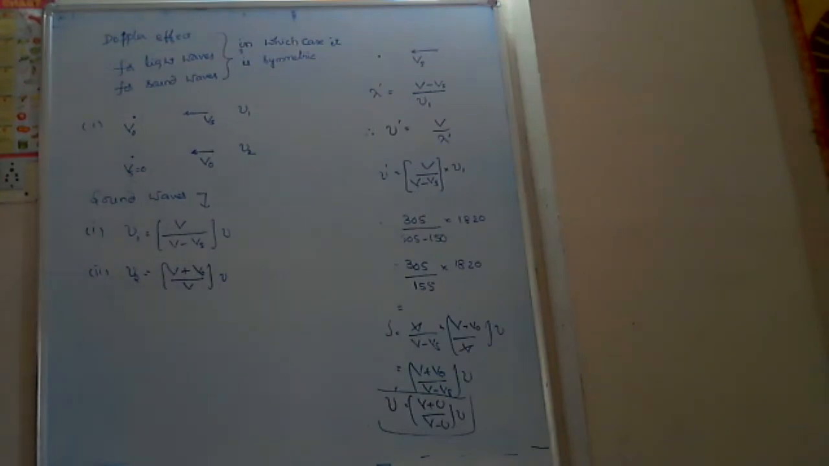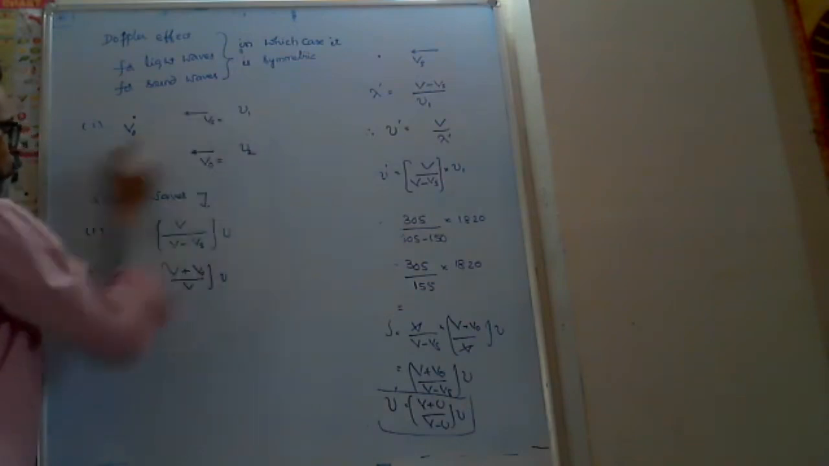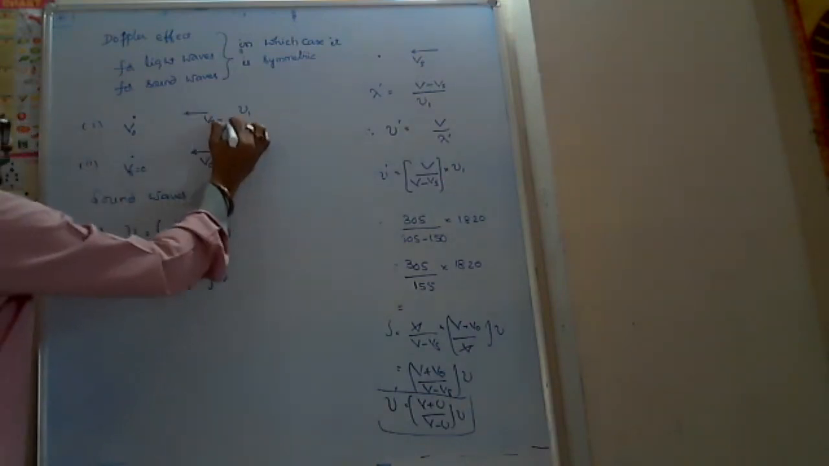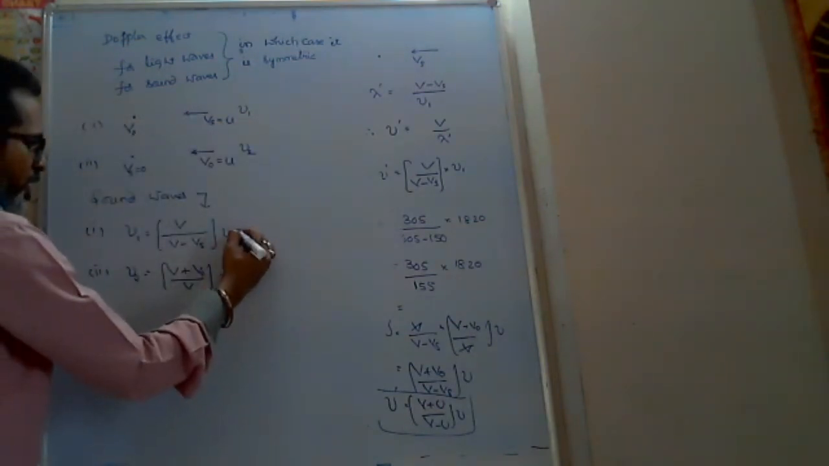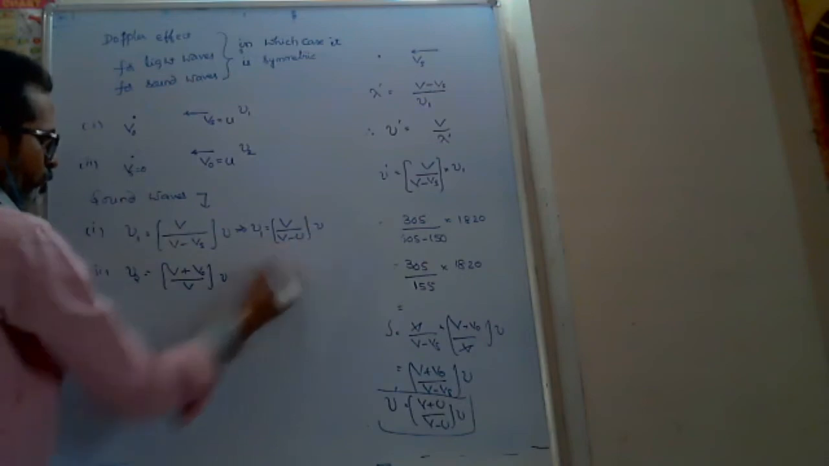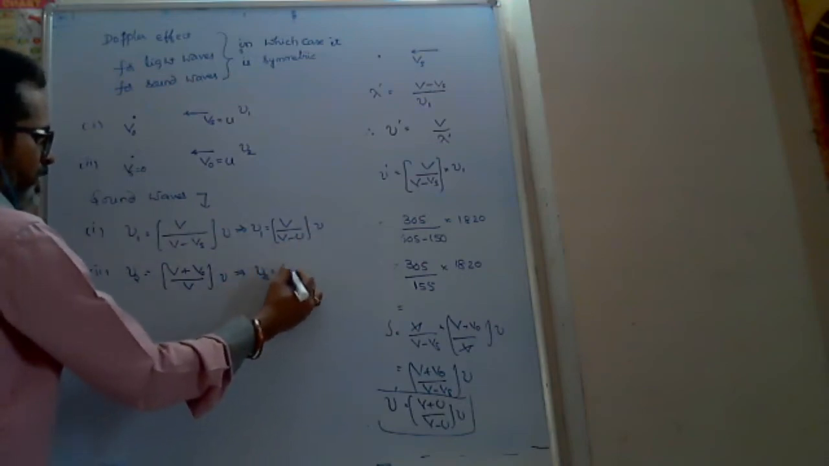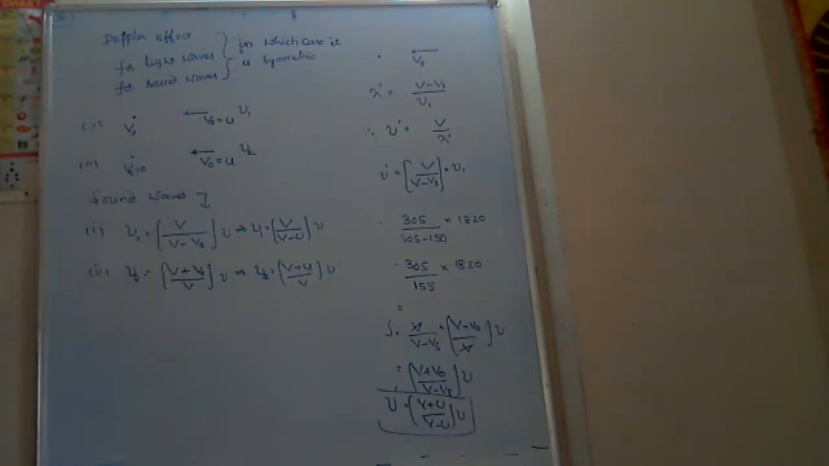You are asking the case of symmetric. That's why you have to assume these velocities are equal in the two cases. Let them be U. So I can write nu1 is equal to V by (V minus U) into nu, and nu2 is equal to (V plus U) by V into nu. Surely, if you see the equations, they are not equal.